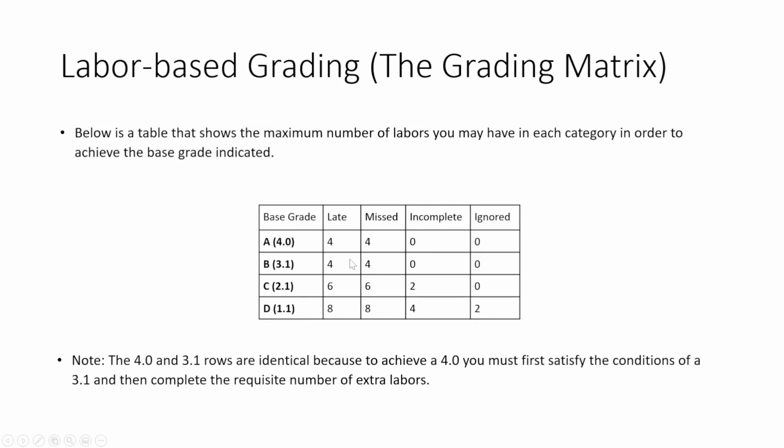And you'll notice that the rows for A and B are the same, because to achieve an A in this model, you have to achieve what is the B and then earn a few extra labors to boost yourself up. So these rows are exactly the same. And then, of course, if you accumulate too many, maybe you get more than 4 lates, you might bump yourself down to the next row down.